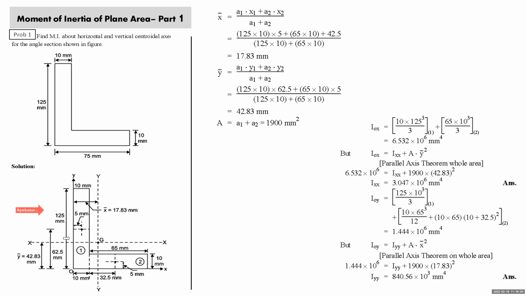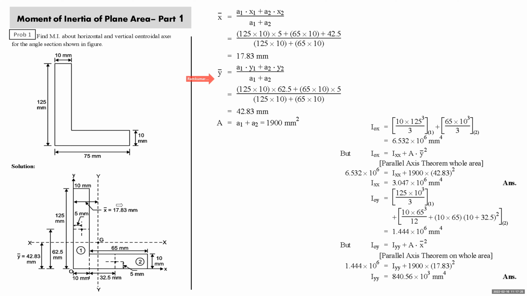What is that x bar? A1 x1 plus A2 x2 divided by A1 plus A2. Now A1 is component number 1. What is the area? 10 into 125. X1 is this distance, 5. Come to the second component, area is 65 into 10. X component of the centroid of it from y-axis is what? 10 plus 32.5, 65 by 2 is 32.5, plus 10, that is 42.5, divided by A1 plus A2. A1 is 125 into 10 plus A2 is 65 into 10. You get x bar as 17.5.